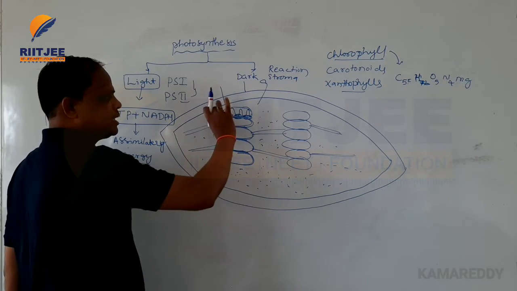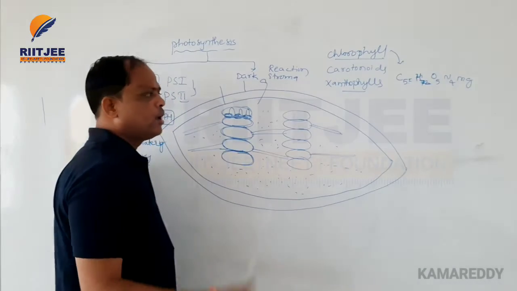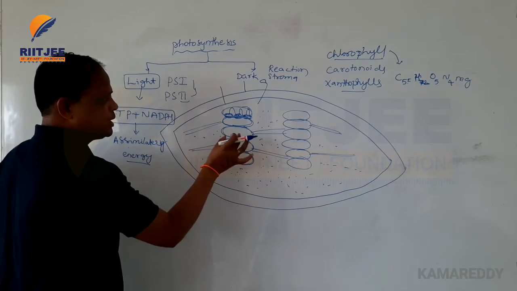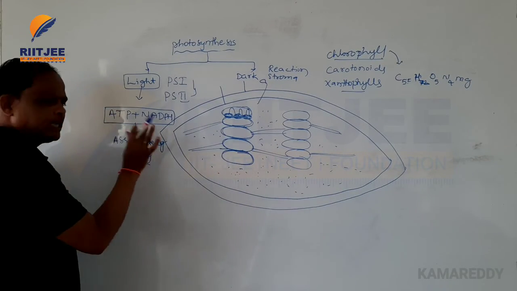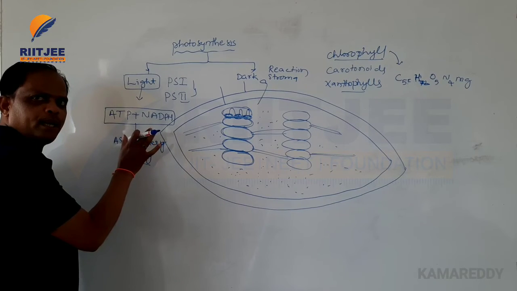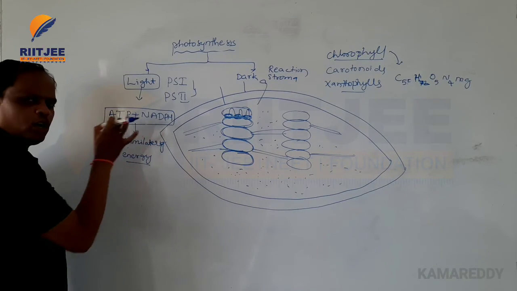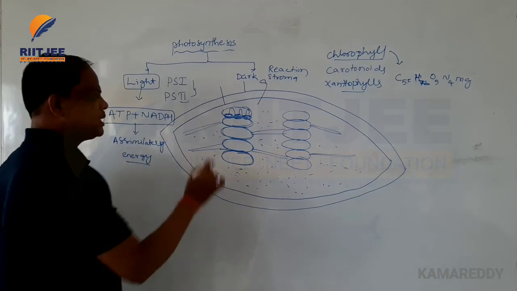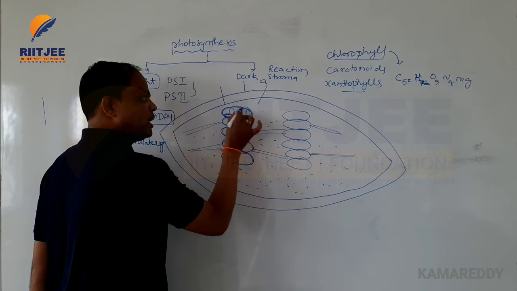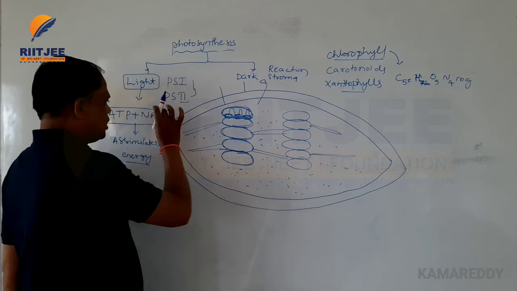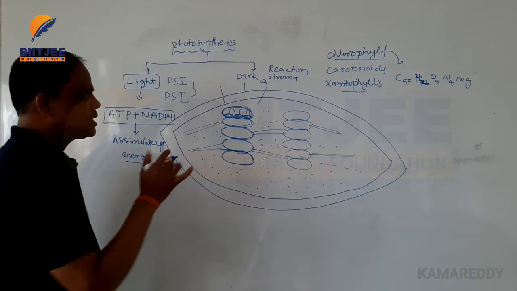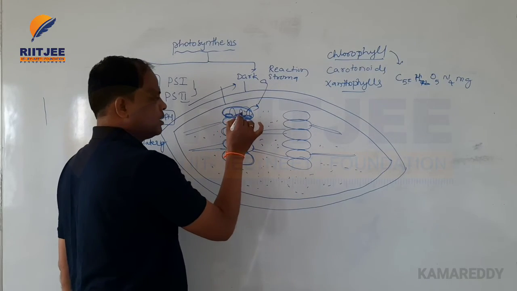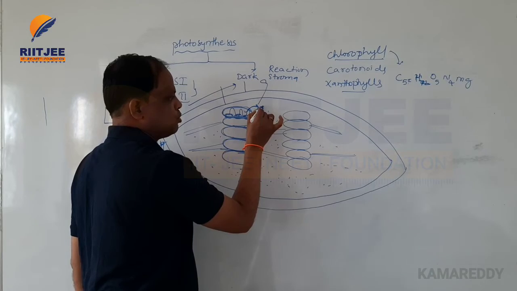All these centers are called reaction centers. With the help of these reaction centers, by the process of photosynthesis, the final products are ATP and NADPH. Both of these energies are also called assimilatory energy. All the light reaction process is carried out inside the thylakoids. The final products ATP and NADPH are released to the outside, into the stroma.